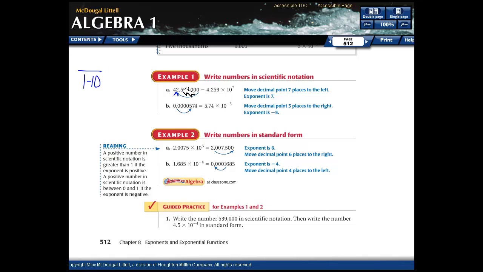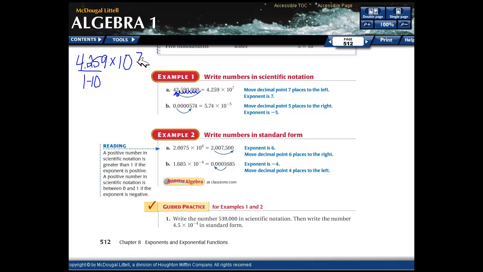Now you got to keep all the rest of it there. So 4.259 times 10 to an exponent. And that exponent is going to be, again, how many spaces you moved. So whole numbers have decimals at the end. 1, 2, 3, 4, 5, 6, 7. So that's the reason why it's times 10 to the 7th.